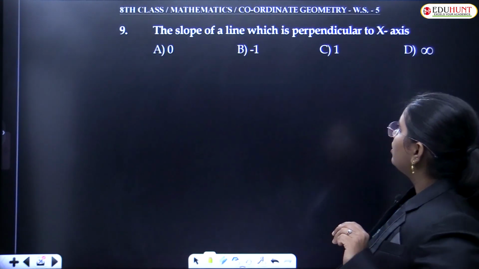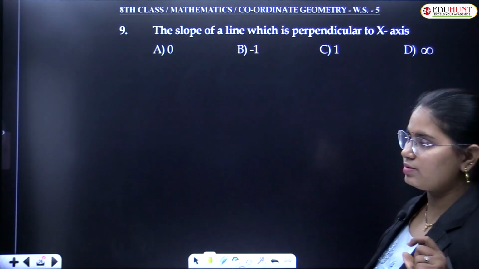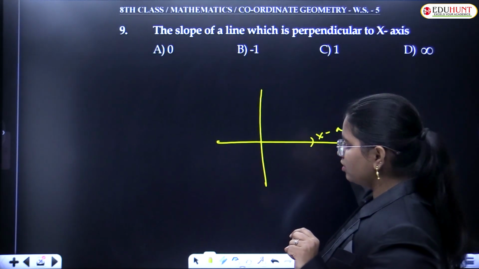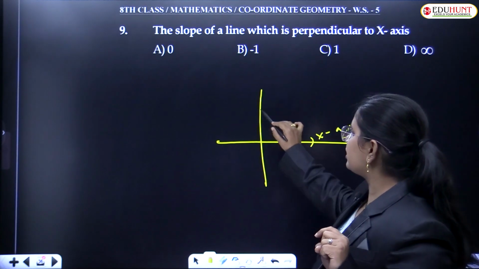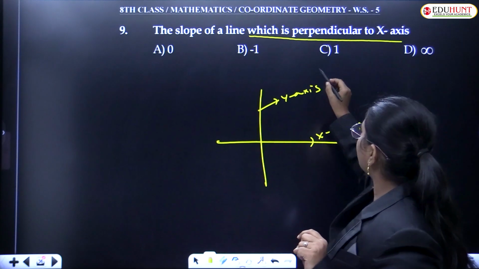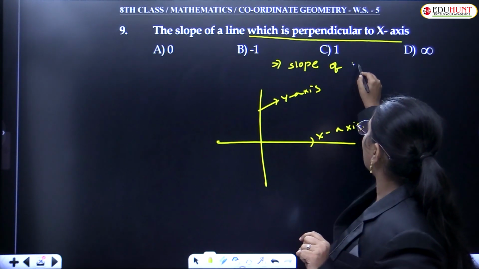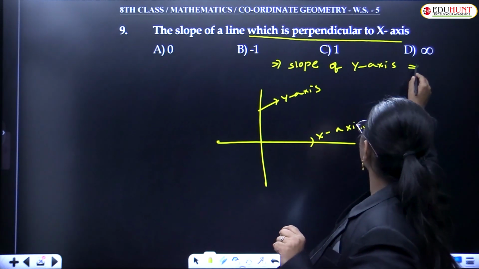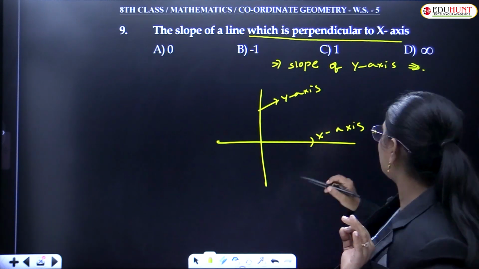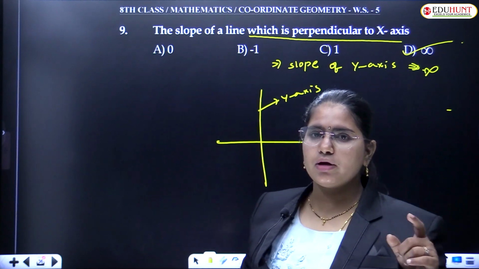Next question. The slope of a line which is perpendicular to the x-axis. This is actually the x-axis. What is the line perpendicular to the x-axis? Y-axis obviously. So, they were asking you about the slope of the y-axis. What is the slope of the y-axis? I told you already, the slope of the y-axis or vertical axis is always not defined. That means option D. I told you already, right?